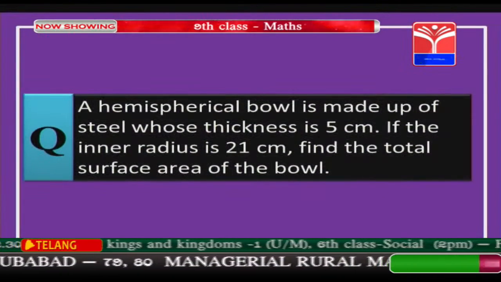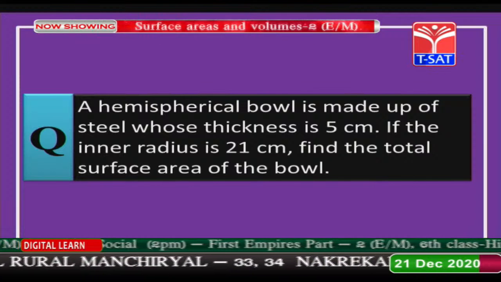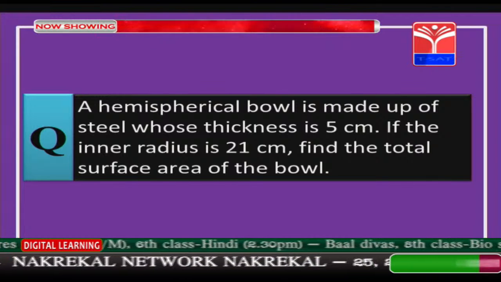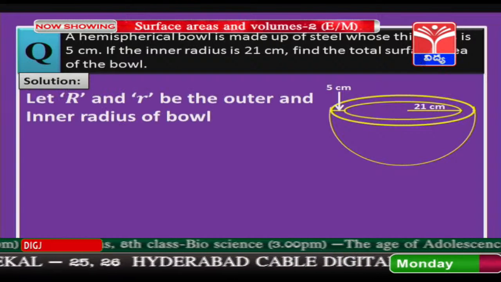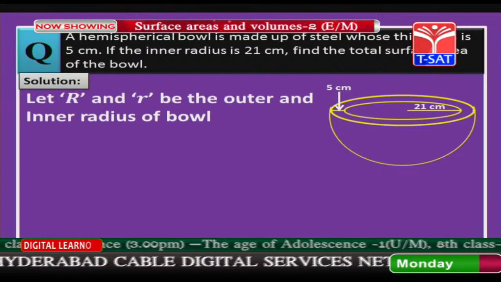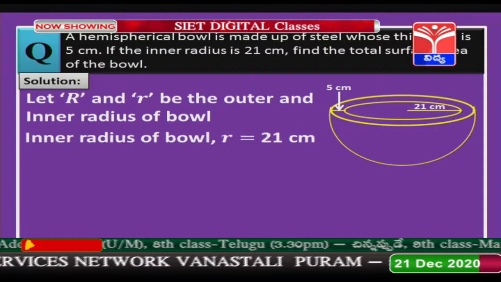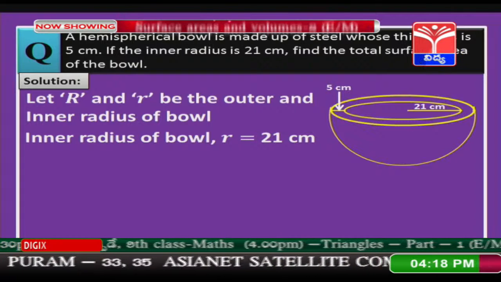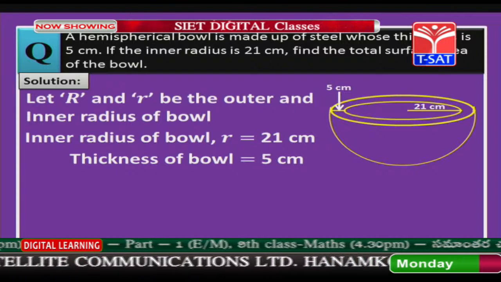A hemispherical bowl is made up of steel whose thickness is 5 centimeters. If the inner radius is 21 centimeters, find the total area of the bowl. Let us start with the solution. Let us assume capital R and small r be the outer and inner radius of the bowl. Okay, children. And what is given? Inner radius, represented as r, is equal to 21 centimeters and the thickness is 5 centimeters.